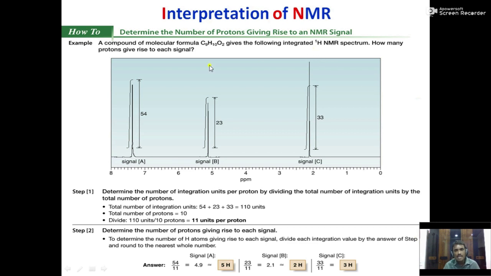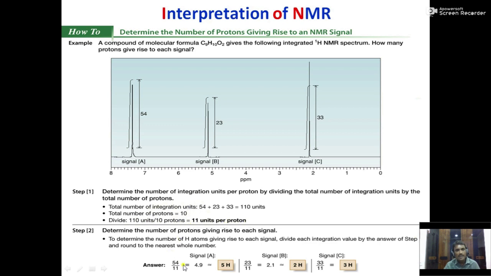We know that a total of 10 protons are there in this molecule. As we can have a glance at the molecular formula, we come to know the number of protons. So basically 10 protons are there. So divide the total number of integration units, that is 110 units, by the number of protons, 10 protons, and we get the value of units per proton. So 11 units per proton.